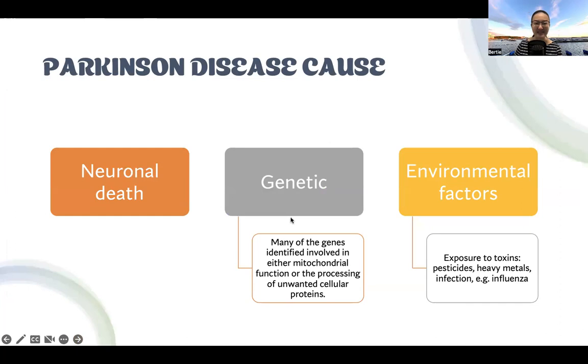Parkinson's disease causes. There are three things here. The causes are neuronal death, genetic, with many of the genes identified involved in either mitochondrial function or the processing of unwanted cellular proteins, and environmental factors, such as exposure to toxins, pesticides, heavy metals, and infection, for example, influenza. There are three causes of Parkinson's disease: neuronal death, genetic, and environmental factors.